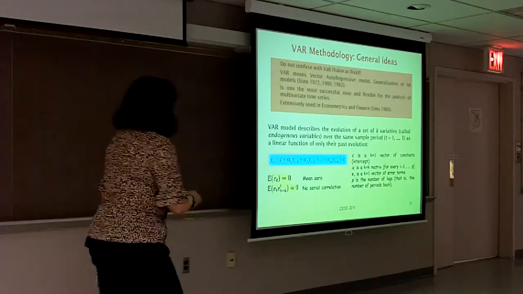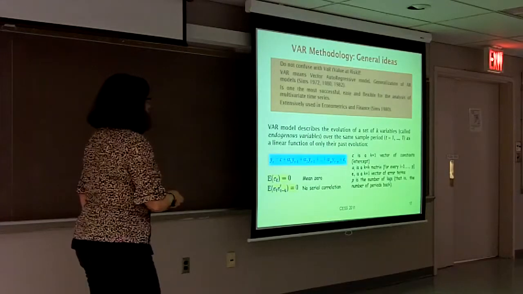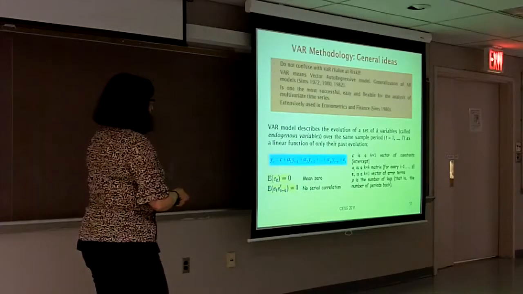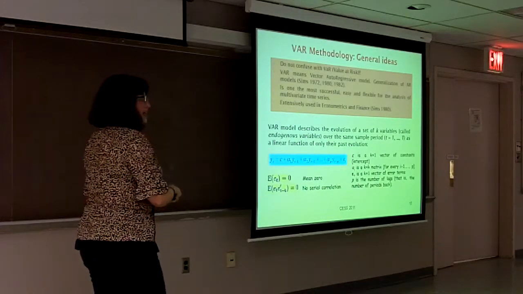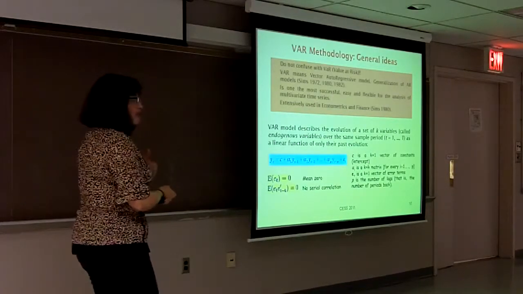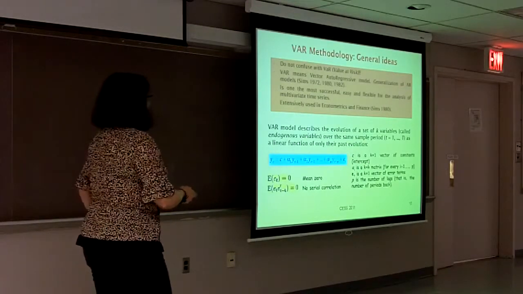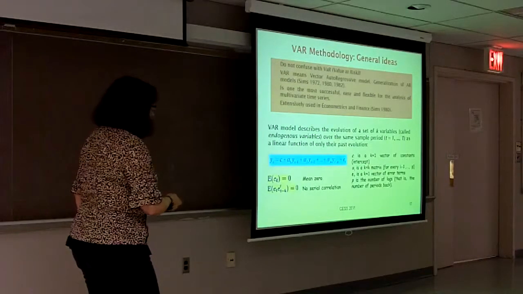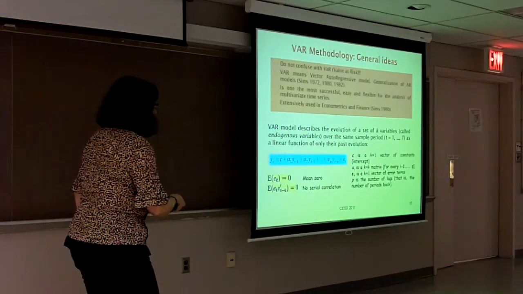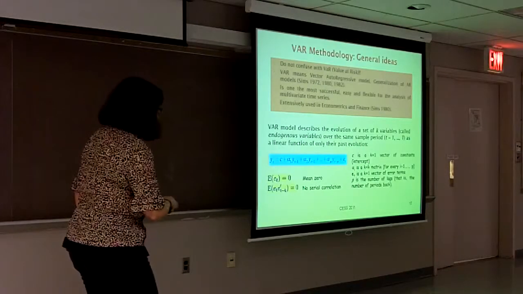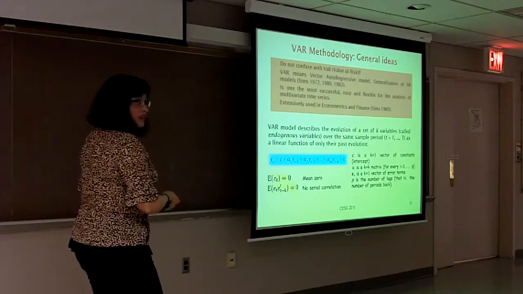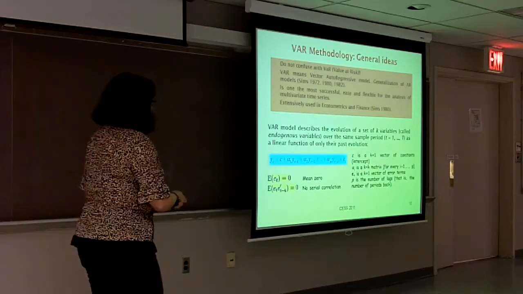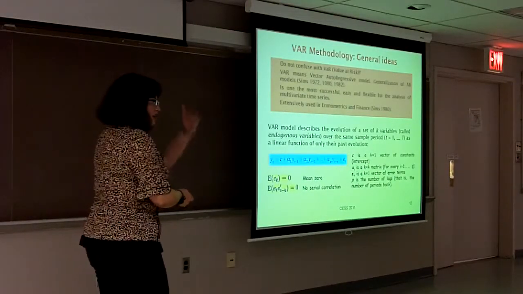So the VAR model describes the evolution of a set of k variables. In the context of econometrics, these variables are called endogenous. Endogenous means that they are the dependent variables, in other words, over the same sample period, a linear function of only their past evolution. So the main equation of the VAR methodology is the blue one that I'm showing you. Because of the multivariate nature, this is a vector. I'm just showing you one of the equations because the other ones are really the same thing.